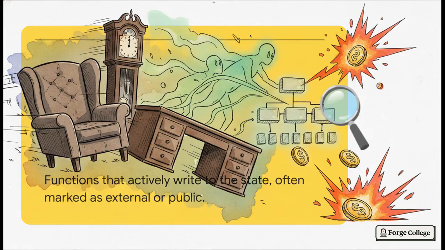Then we get to the mutators. If the controller's the brain, mutators are the muscle. These are the heavy lifters actually moving the blockchain furniture around by actively writing to the state. And because they're doing the physical labor, well, they are the ones that cost gas.